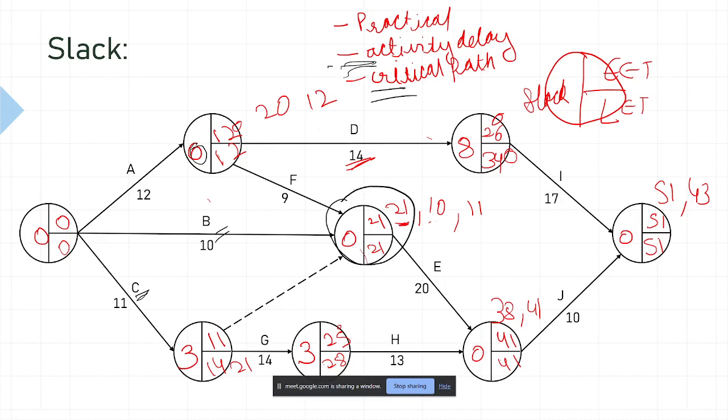So, is there any other drawback that you can see from this diagram? Dummy, sir. Introduction of dummy unnecessarily, right? Yeah, true enough. So, having dummies is also a drawback of AoA network.